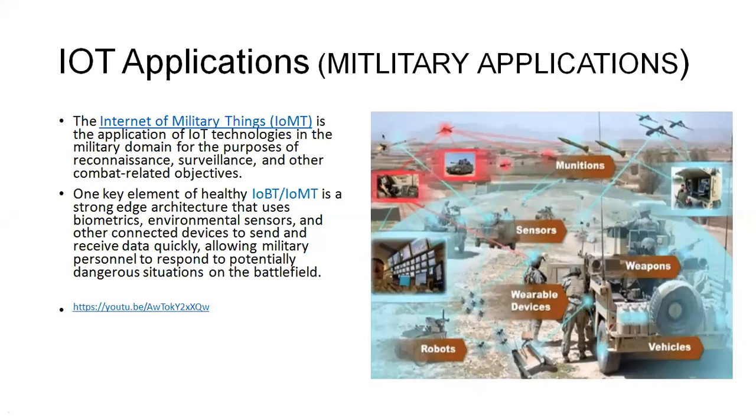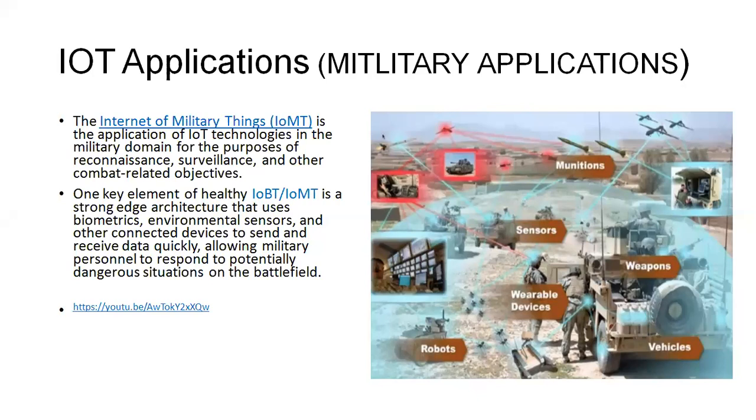Because you know that in the battlefield, the military needs to respond very quickly. So IoT sensors will help them to gather information and to take the right decision at the right time. So we will see that there is a huge application of IoT in the military. This is also called the Internet of Military Things, the application of IoT technologies in the military domain for the purpose of reconnaissance, surveillance, and combat-related objectives. Surveillance means watching whether the enemy is coming or not. So for such surveillance, IoT sensors are deployed in several ways to make the army better.